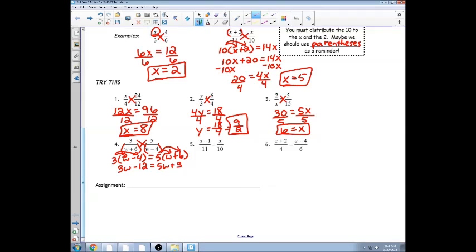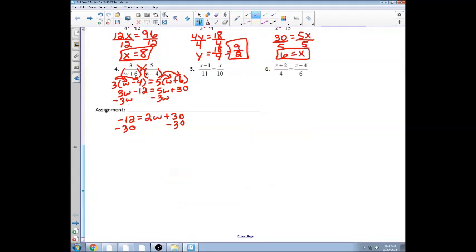Distribute. Here, I would have 3w minus 12 is equal to 5w plus 30. Now I have to get all the variables on the same side, so I would subtract by 3w. That would keep my variable positive. So this would be negative 12 is equal to 2w plus 30. Get the variable by itself, I would subtract 30. So I would have negative 42 is equal to 2w. Divide by 2, divide by 2. Negative 21 equals w.